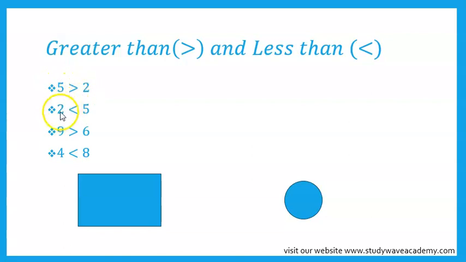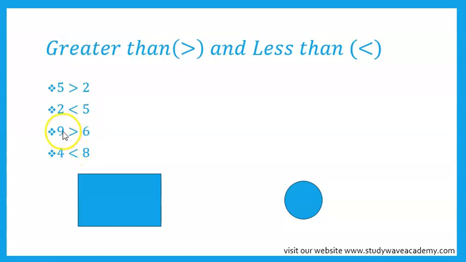Okay? Here we have 2 is less than 5. This is the less than side. So this is read as 2 is less than 5. Okay? And is 2 less than 5? Yes. 2 is less than 5. Remember when counting, 2 comes before 5. Right? So 2 is less than 5. 5 is a greater number. Okay? Do you understand that?